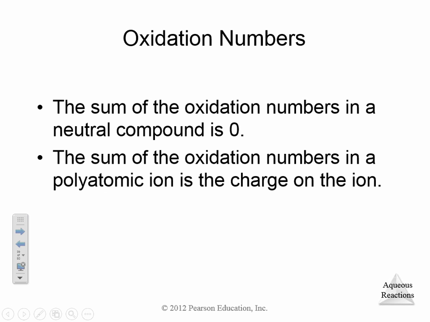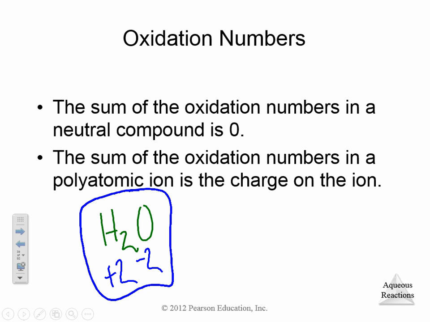So the sum of oxidation numbers in a neutral compound is 0. If it is not a neutral compound, the sum of oxidation numbers is just equal to the charge. So, for example, let's go H2O. Well, remember what was the rule when hydrogen is bonded to a nonmetal? Hydrogen is +1. In this example, I have 2 hydrogens, so it's +2, which means that oxygen is -2, which follows the rules. The charge here is 0 because I have a neutral compound.